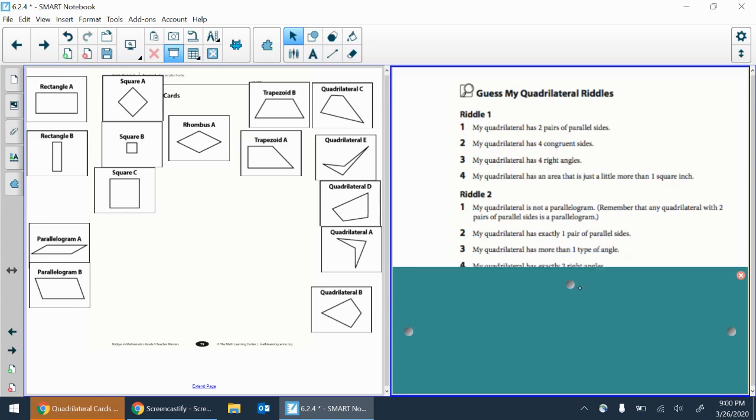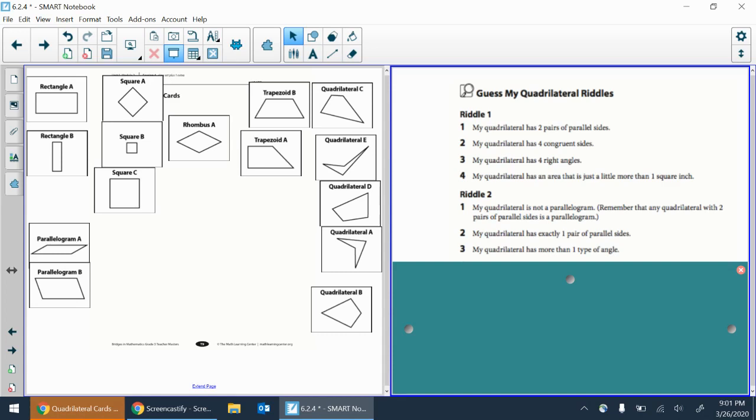Now that you're back, here's our third clue. My quadrilateral has more than 1 type of angle. Let's see, there could be right angles, there could be obtuse angles, there could be acute angles. Those are 3 types that it might have, and it has more than 1 of them. So pause right here and sort through finding out which shape we might have. We should be getting closer to having just a couple of them left together.